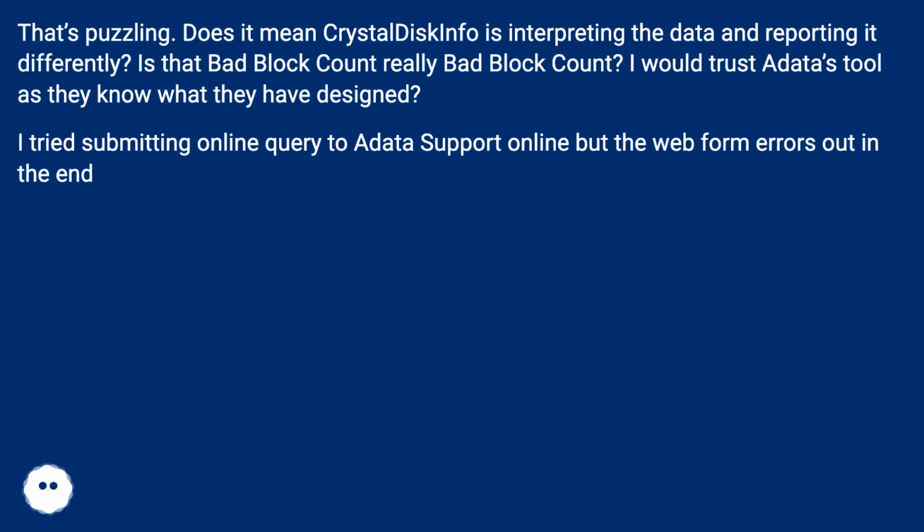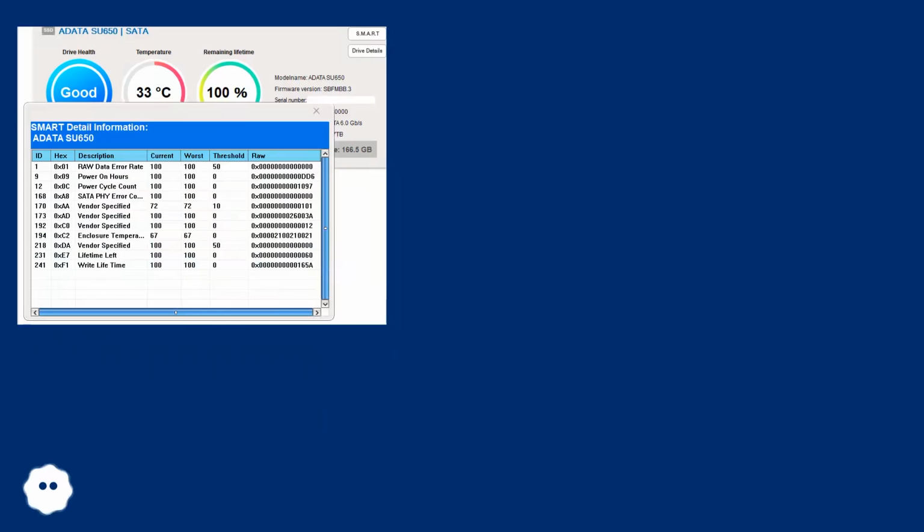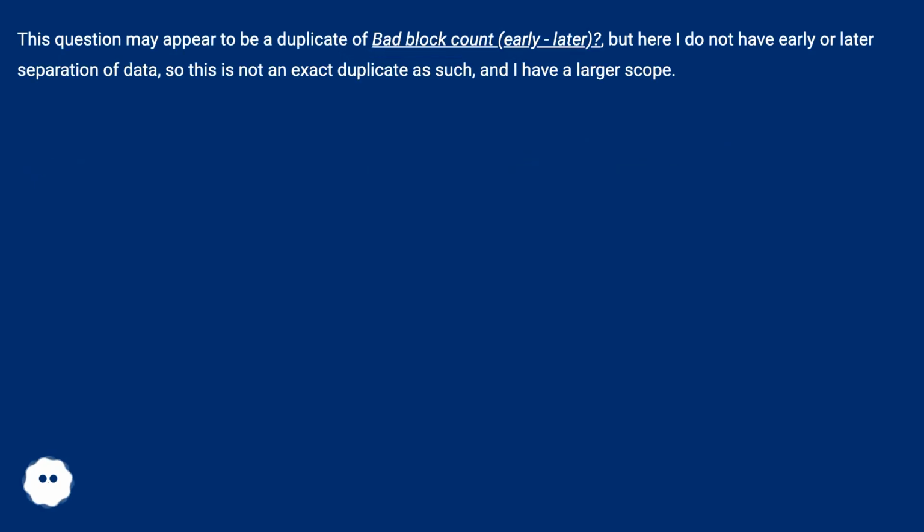That's puzzling. Does it mean CrystalDiskInfo is interpreting the data and reporting it differently? Is that bad block count really bad block count? I would trust the vendor's tool as they know what they have designed. I tried submitting an online query to the vendor's support, but the web form errors out in the end. This question may appear to be a duplicate of the bad block count, early, later question, but here I do not have early or later separation of data, so this is not an exact duplicate as such, and I have a larger scope.